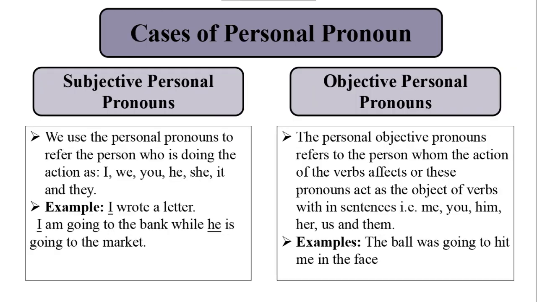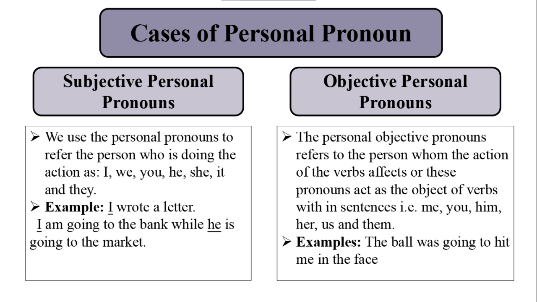Absolutely critical. So first, you have subjective personal pronouns. These are the ones that are doing the action. The actors in the sentence. Precisely. I, we, you, he, she, it, they. Like, "I wrote a letter." I did the writing. Or "He is going to the market." He is doing the going.